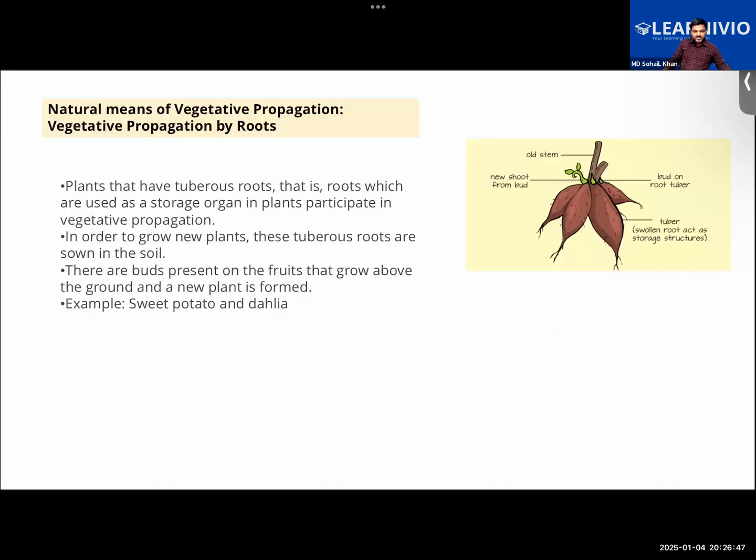So, vegetative propagation by the roots and the bulbs. Plants that have a tuberous root, for example sweet potato and dahlia, can develop through their roots. They can grow from the roots. Generally, what is the function of the root? To carry water to the other parts of the plant, exactly. But these roots look very different.